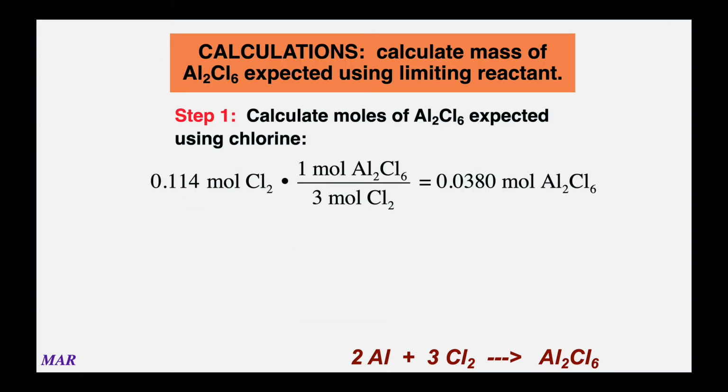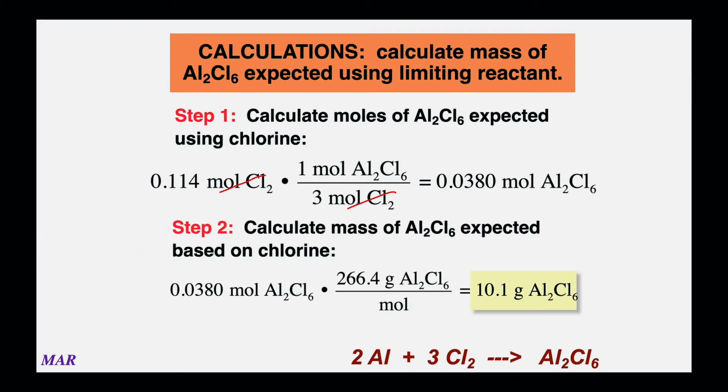So we calculated earlier 0.114 moles of chlorine. We're going to use the relationship of 1/3. That means 3 moles of chlorine on the bottom, 1 mole Al2Cl6 on the top. And we're doing that because we want the moles of chlorine out of here. That 0.0380, that's the moles of the Al2Cl6 that can be made. And then you can take that moles of Al2Cl6 and multiply it by the molar mass, 266.4 grams per mole. We should be able to make 10.1 grams Al2Cl6. That's the theoretical yield of Al2Cl6 in this reaction.